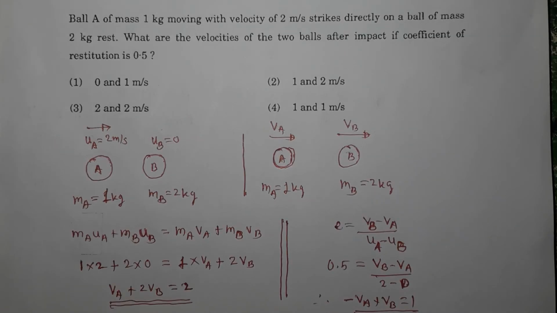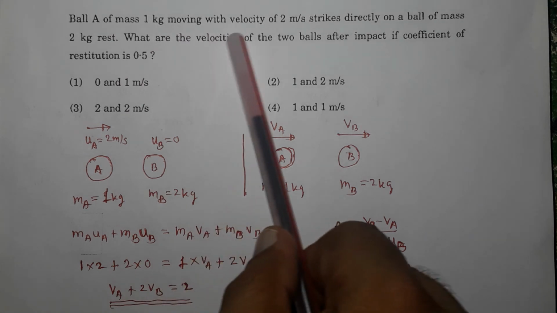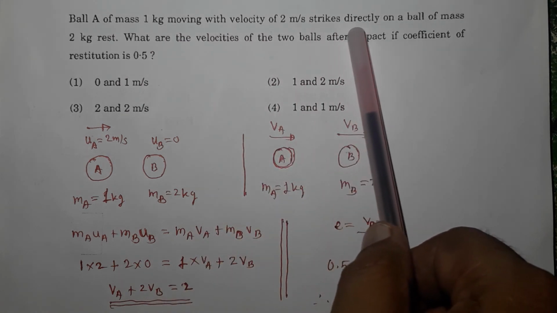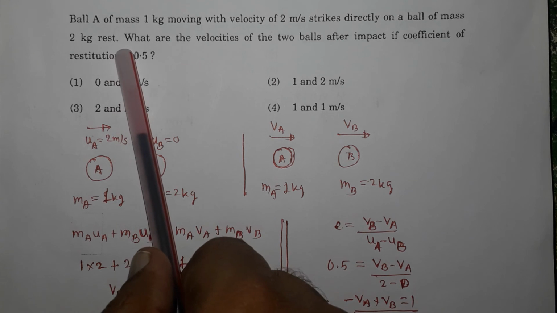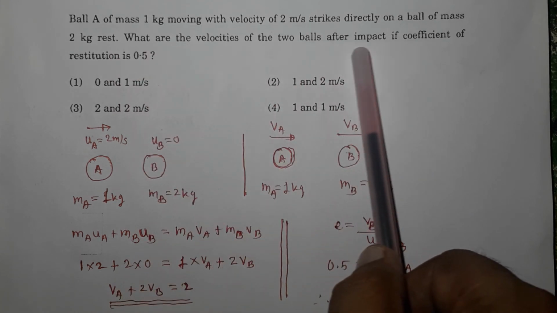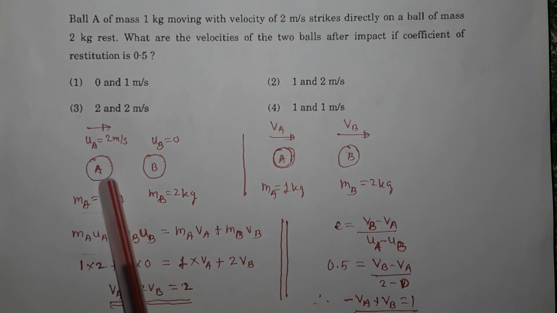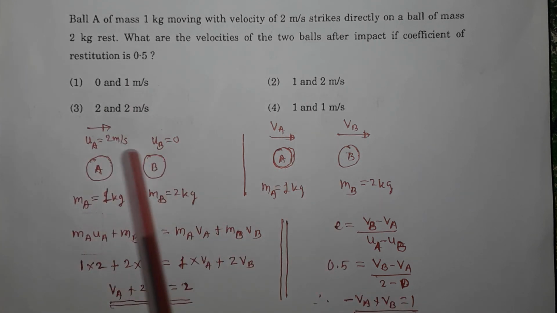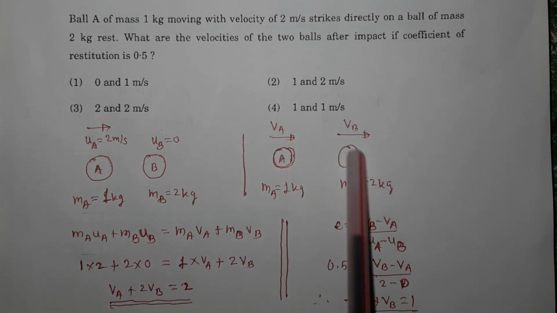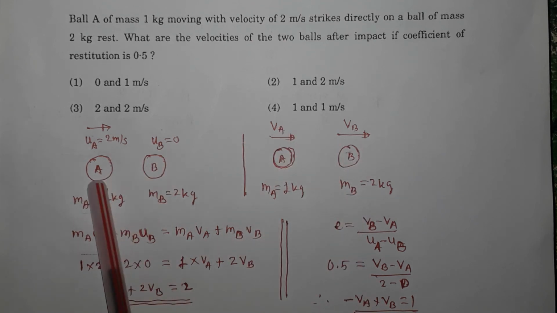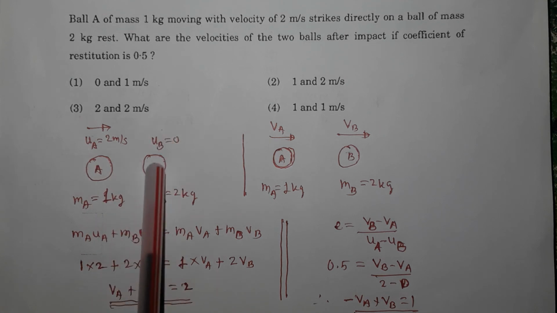Question number 11. Ball A of mass 1 kg moving with a velocity of 2 meters per second strikes directly on a ball of mass 2 kg at rest. What are the velocities of the two balls after impact if the coefficient of restitution is 0.5? Four options are given. Now I have drawn two figures over here: the figure before impact and the figure after impact. The velocities of these two balls before impact are UA, this is ball A, this is ball B. The velocity of ball A is 2 meters per second. I have shown its direction towards the right so that I can treat it as positive. The velocity of B is 0 because it is at rest.